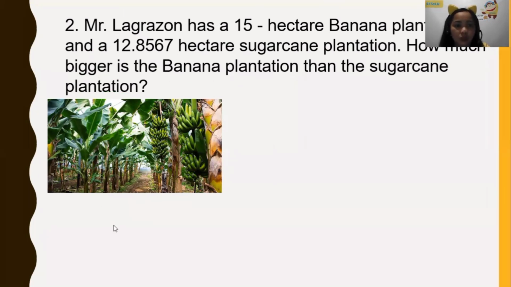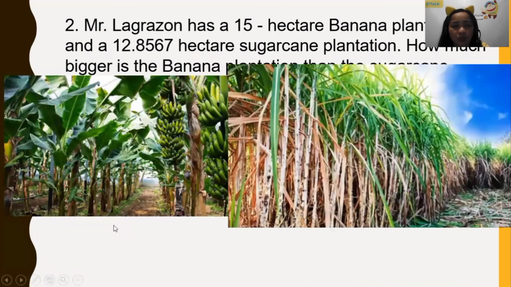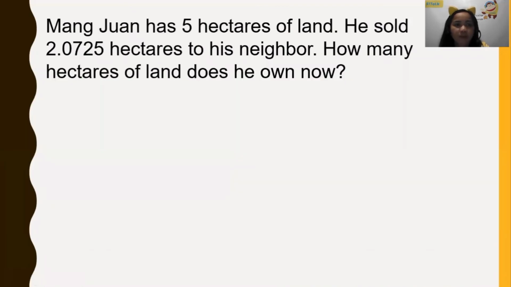Now, let's go to problem number 3. Mang Juan has hectares of land. Ito na naman, no? Ang yayaman nila. He sold 2 and 725 10,000 hectares to his neighbors. About how many hectares of land does he own now?